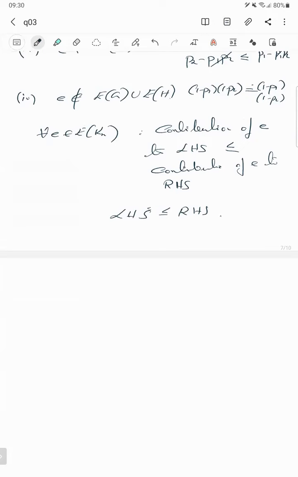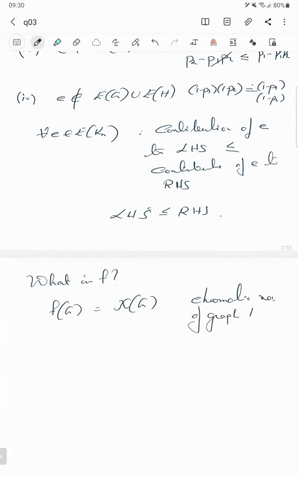Okay, now what is F? Sir, F of X is F. Yeah, so F of X is nothing but the chromatic number of graph G. But in order to apply question 1, we have to show that F is an increasing function. Yes, sir. So why is F increasing?